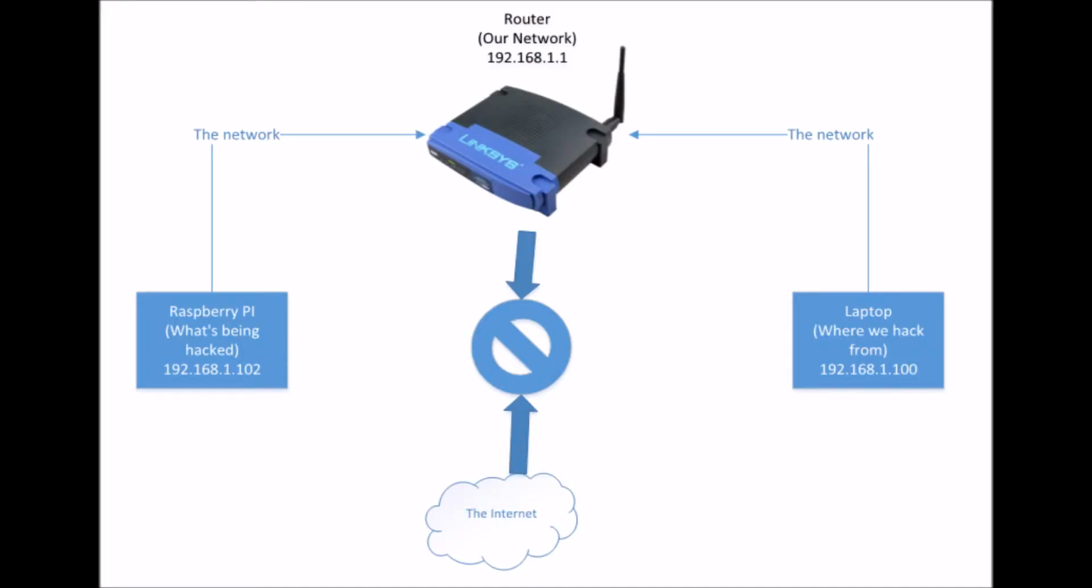Hello, everyone. As you can see here, we have a diagram of our network. The router is at 192.168.1.1, and that contains our entire network. It is not connected to the internet, so that we could run our pen testing without any interference to the surrounding networks.